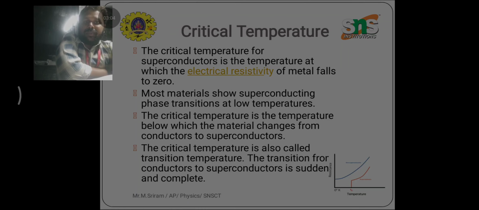Critical temperature: the critical temperature for superconductors is the temperature at which the electrical resistivity of the metal falls to zero. Most materials undergo superconducting phase transitions at low temperatures. The critical temperature is the temperature below which the material changes from a conductor to a superconductor. The critical temperature is also called the transition temperature. The transition from conductor to superconductor is sudden and complete.